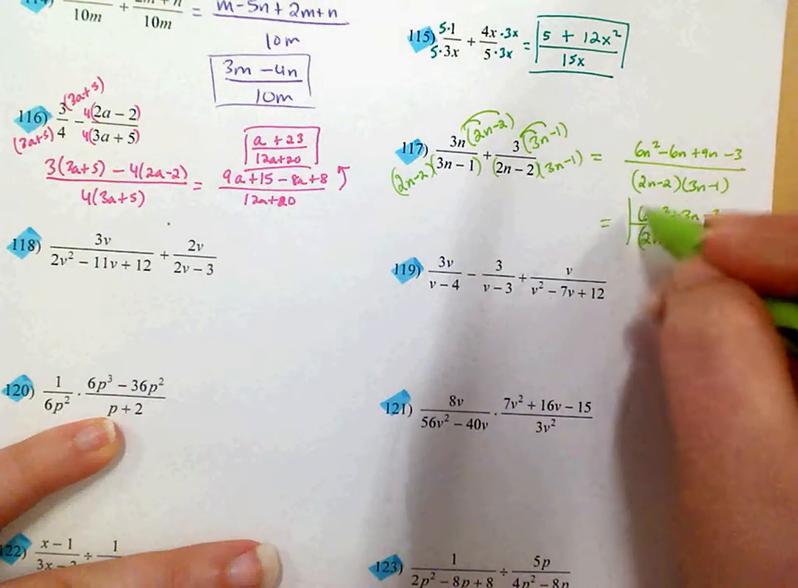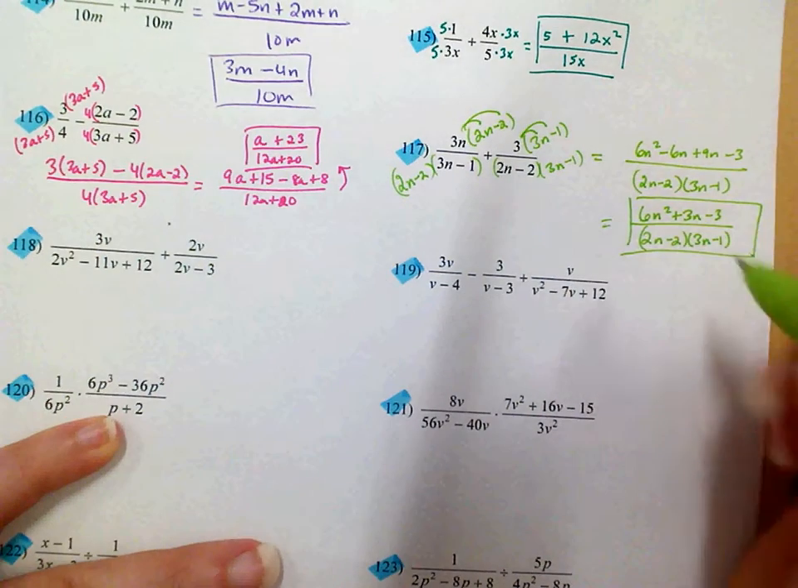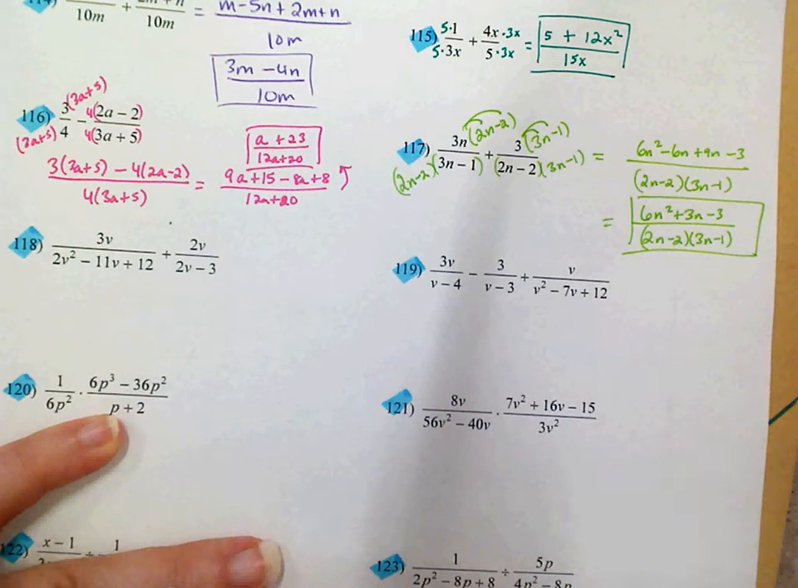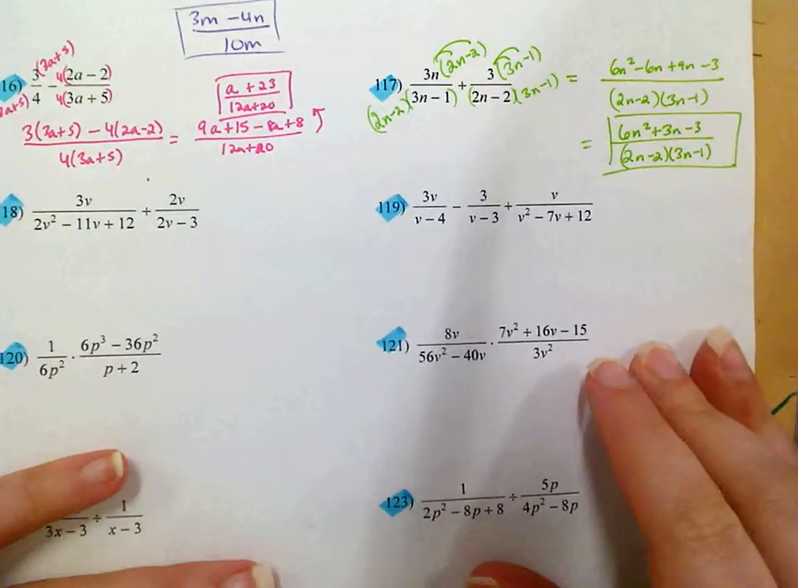Now, if this were to factor, and it doesn't. But if it were, then I would have to simplify. But I don't. Okay. On 118.